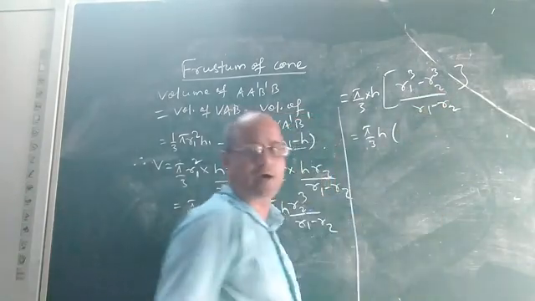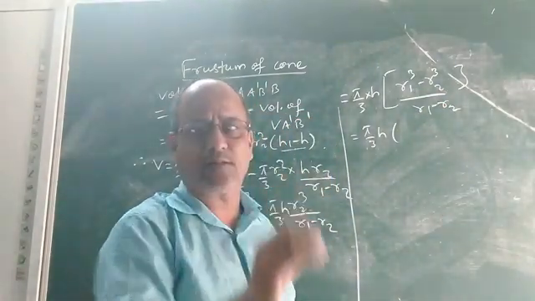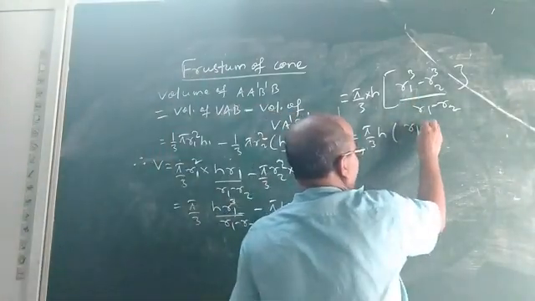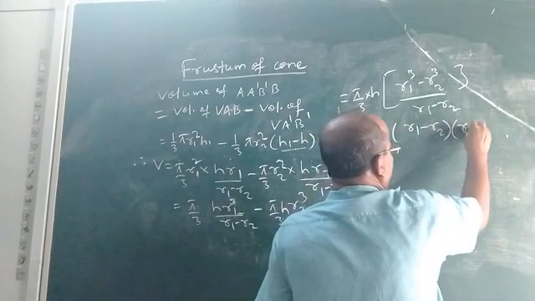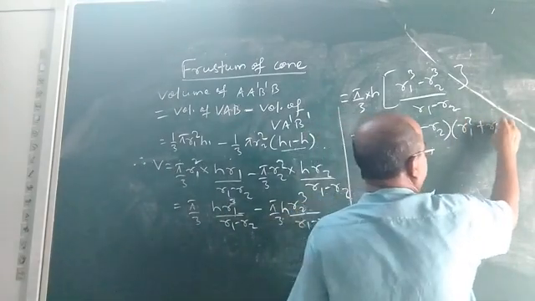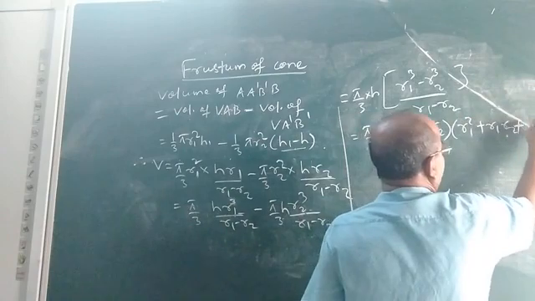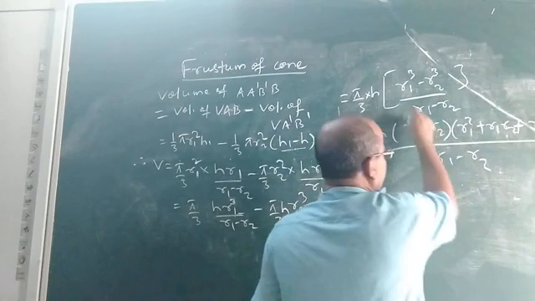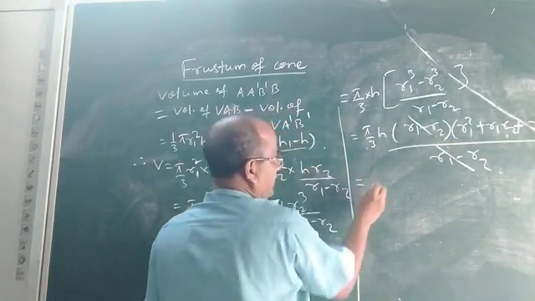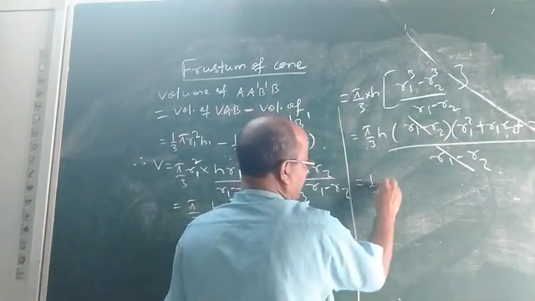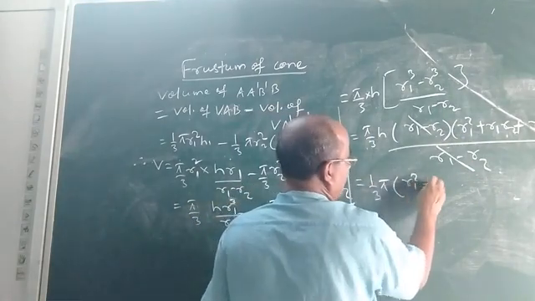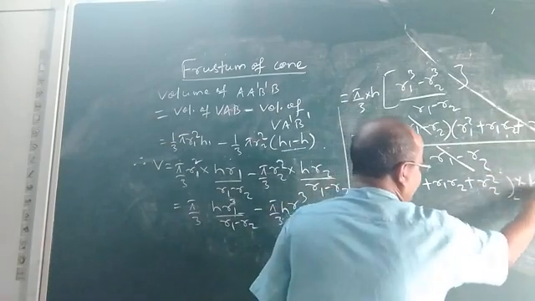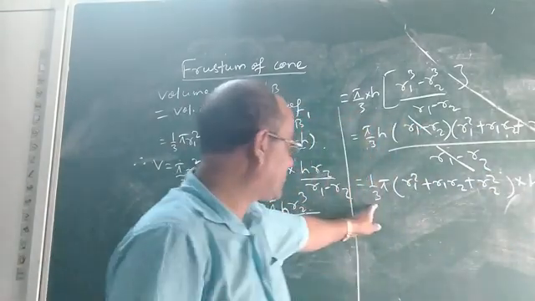Now this is of the form which one? a cube minus b cube. You know what is the formula? a cube minus b cube is a minus b into a square plus ab plus b square. So it will be r1 minus r2 into r1 square plus r1 r2 plus r2 square, whole divided by r1 minus r2. Now this is cancelled. You see. So what did you get? It is 1 by 3 pi into r1 square plus r1 r2 plus r2 square into h. You see. So this is the volume.